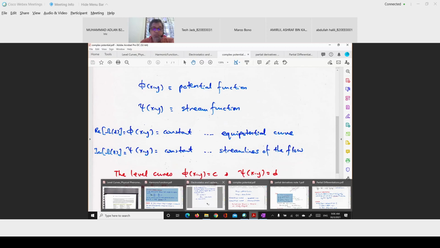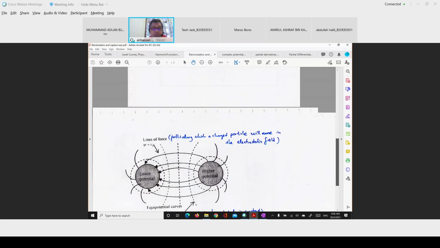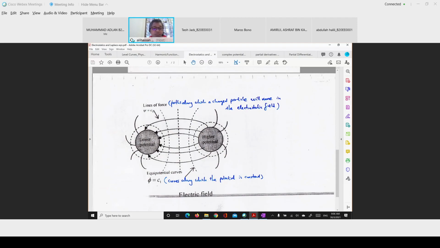So with that property, if we think of this object as being at a higher potential or higher voltage than this object, which is at a lower voltage, then charged particles would move from higher voltage to lower voltage, and this shows the path. The stream function, the level curve psi equal to constant, shows the path along which a charged particle will move in the electrostatic field here.